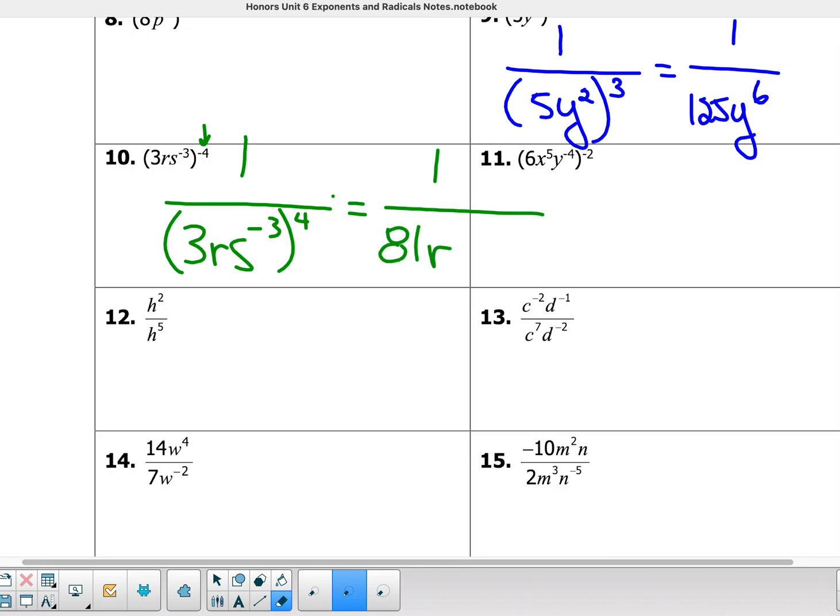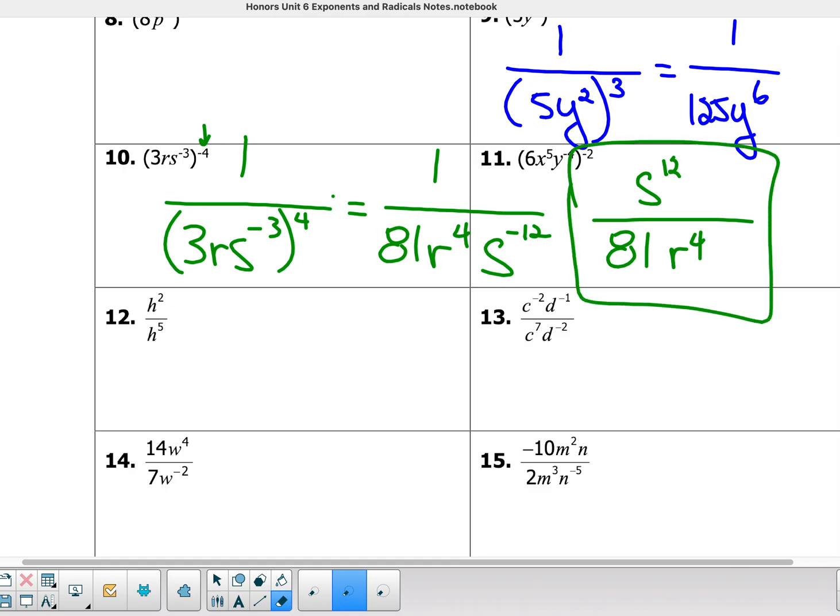And then I've got r to the power of 4, and then s is to the power of negative 12. If the instructions say rewrite so that all exponents are positive, number 10 really looks like this. S to the 12 comes to the top, and then 81 and R4 remain in the denominator.